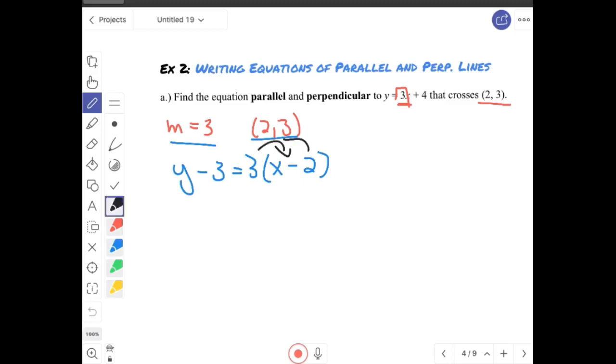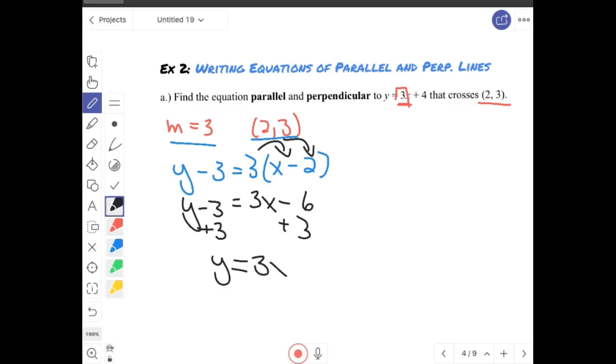From here we have to distribute. So that's 3x minus 6. And then we need to add 3 to both sides. So that's y equals 3x minus 3. This line is indeed parallel to the one that they gave us.